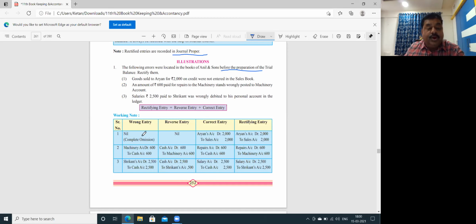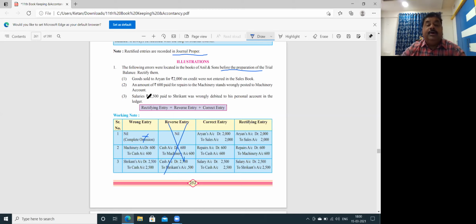So there is no wrong entry. Please ignore this column. Okay, wrong entry. What is the correct entry? Aryan to sales. Then what is the rectification entry? Same, Aryan to sales.